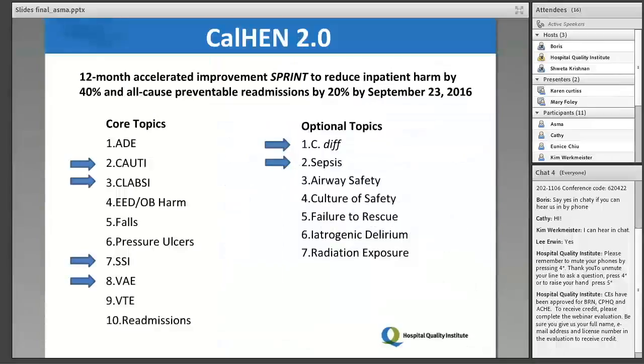And here are the topics ahead with Callahan 2.0, and a number of you are working on a number of these safety topics. With the blue arrows, we just wanted to indicate those safety topics that are also being covered in our Engage Track 2 webinars. The one that we're covering today is on infections, and obviously a number of these are hospital-related infections.